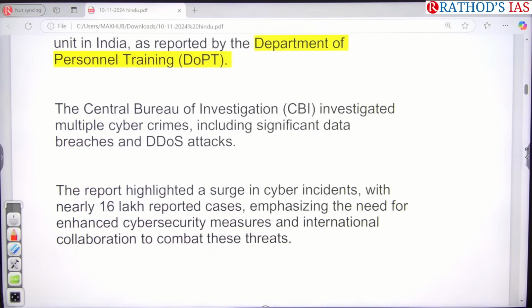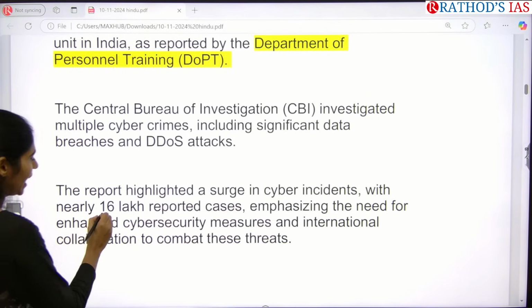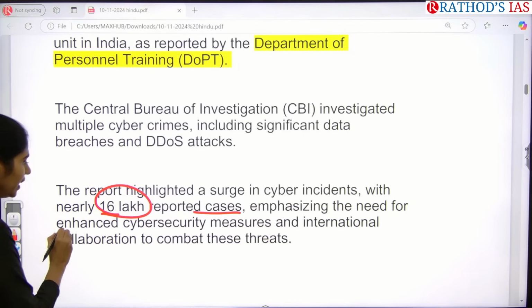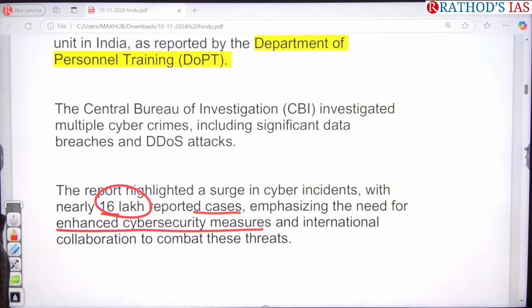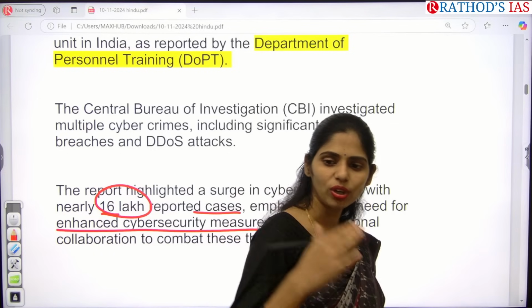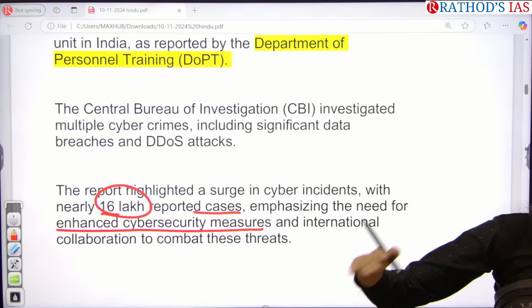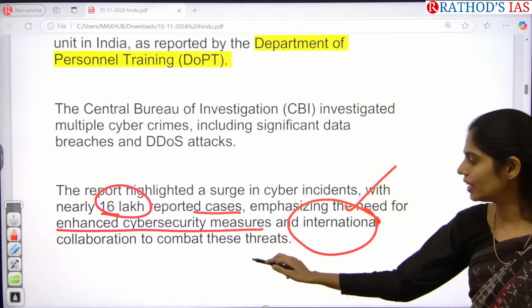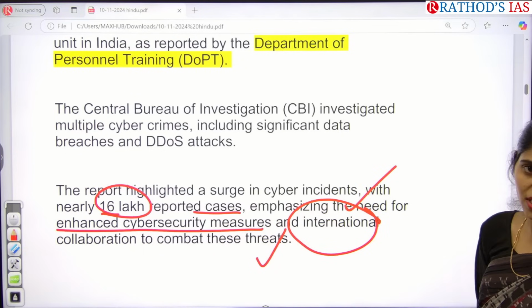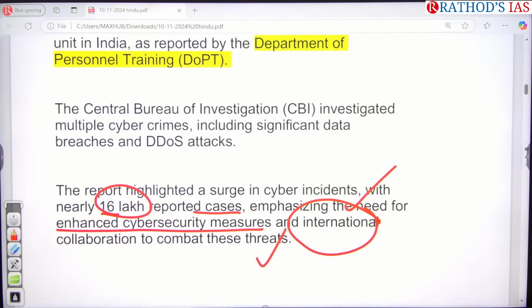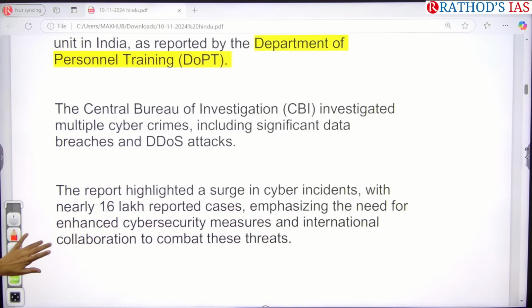So finally, this report of CBI is saying that there is an increase in cyber incidents. Especially 16 lakh cases have been reported. So you can see the number of cases, 16 lakhs. Because of this, we now need enhanced cyber security measures and collaboration between stakeholders at the local level, district level, state level, national level, and even international level, so that we can combat these types of cyber security threats. So this is the summary of this article. Now let us analyze each and every point given in this article.